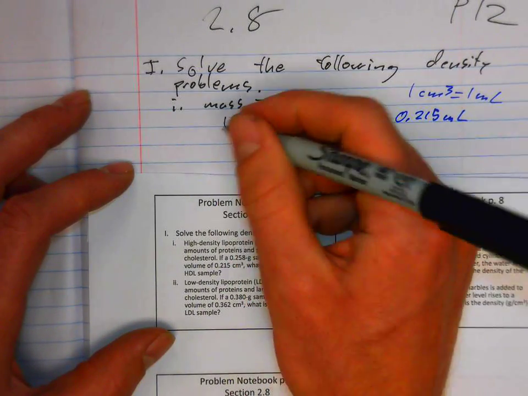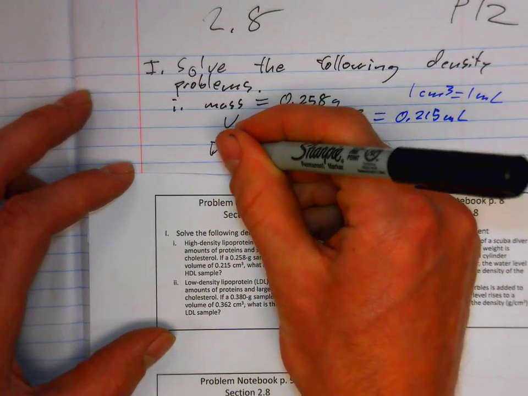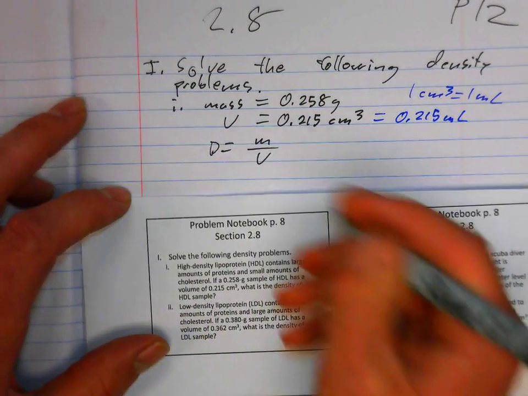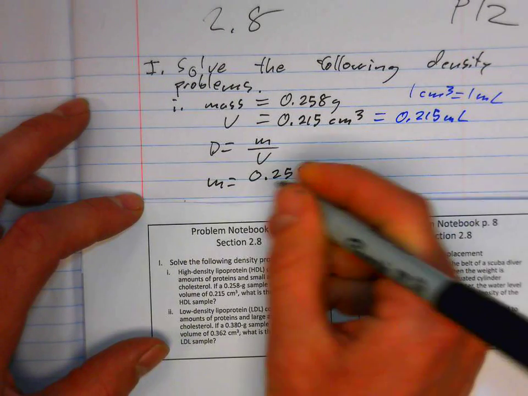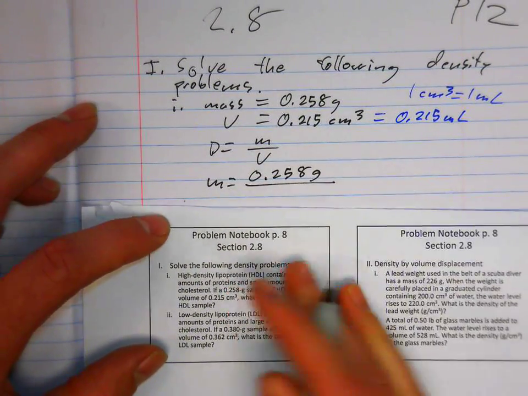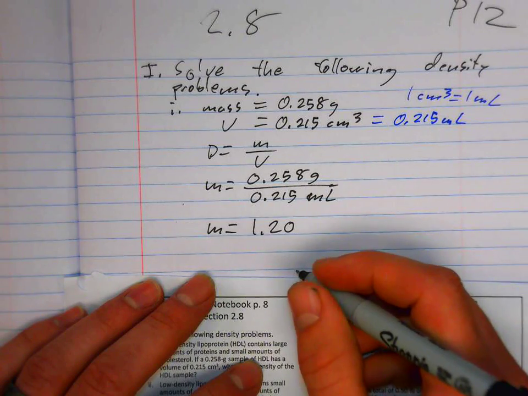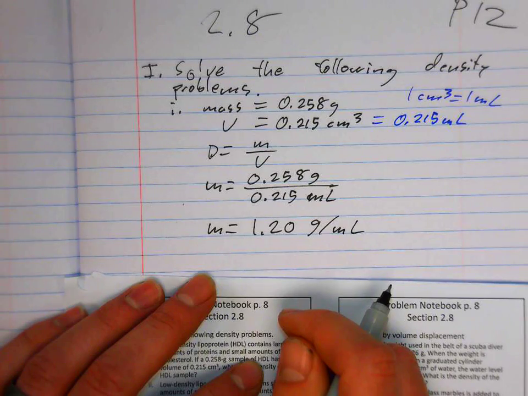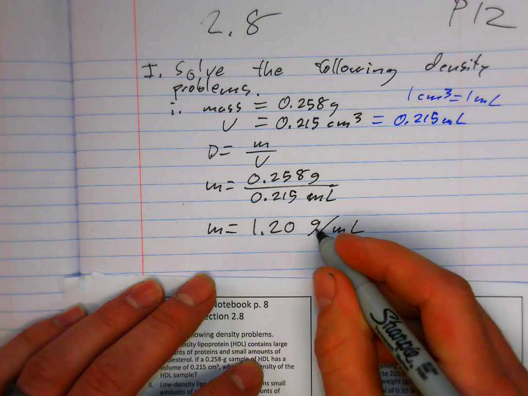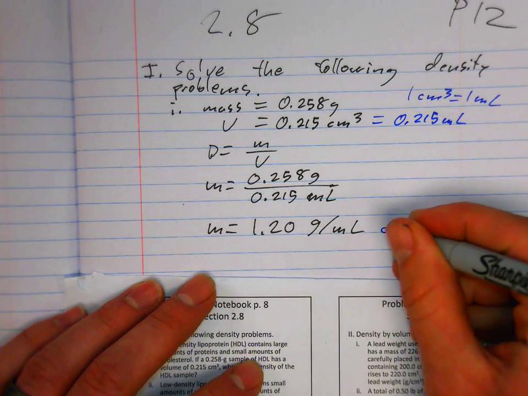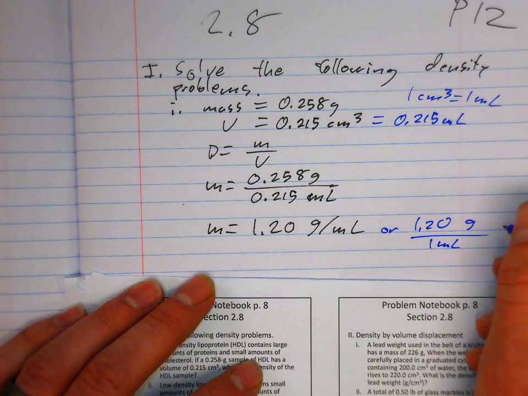And so we're just going to be plugging this into our formula. Density is the mass over the volume. And so we just take the mass and we plug in 0.258 grams. The volume we substitute into that. I'll just calculate: 1.20 grams per milliliter. That's why we have our unit, grams per milliliter. We can write it like this: 1.20 grams per every 1 milliliter.